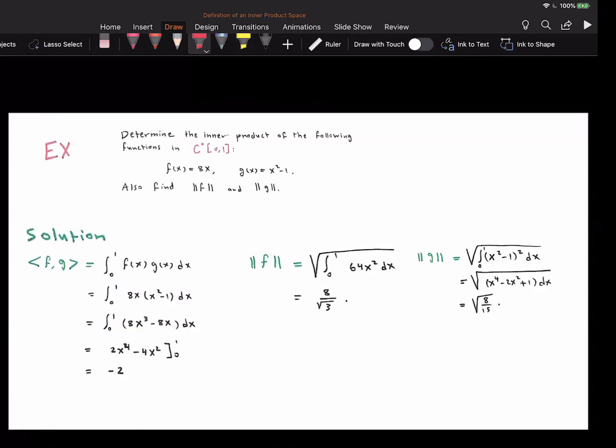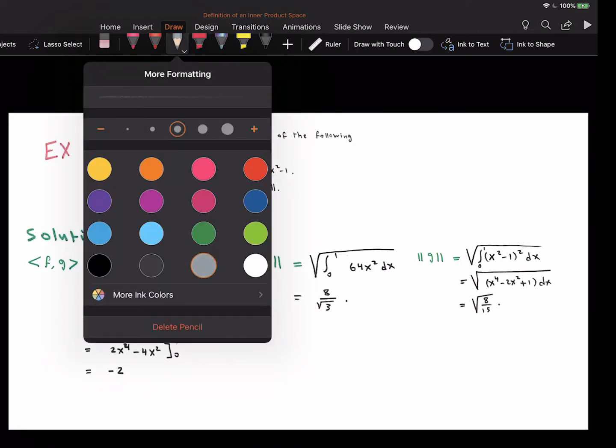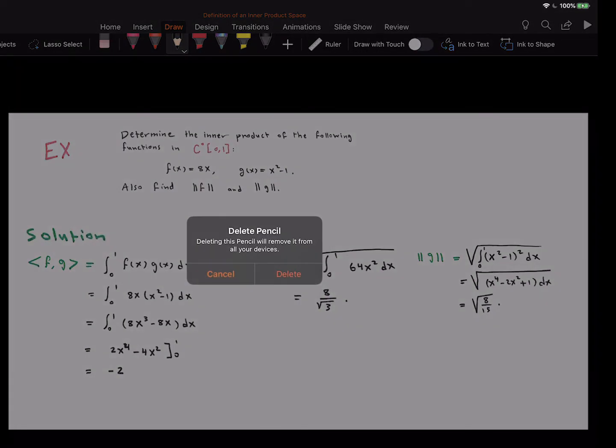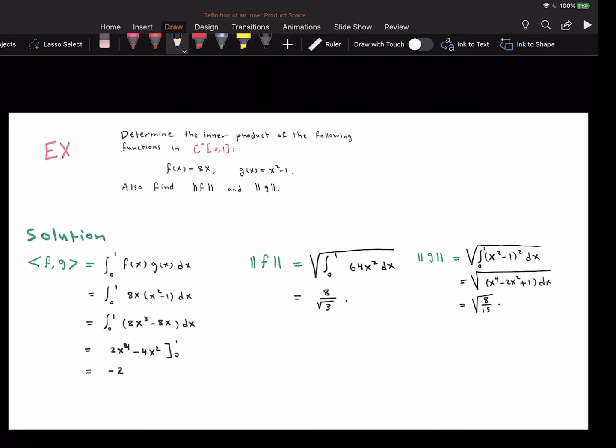Magnitude of g: same idea, take x squared minus 1, square it, apply normal integration, and you should end up with the integration inside from 0 to 1. Square root of 8 over 15.